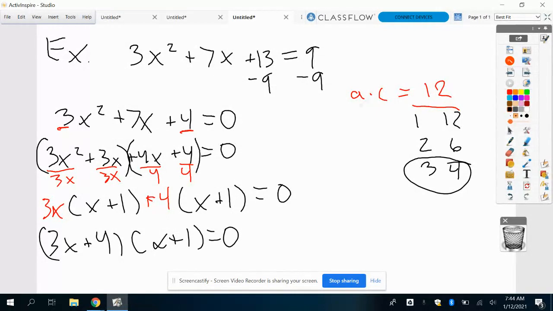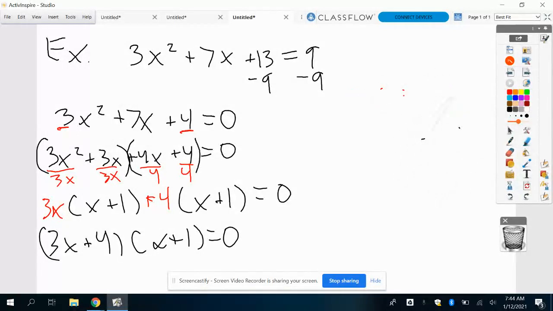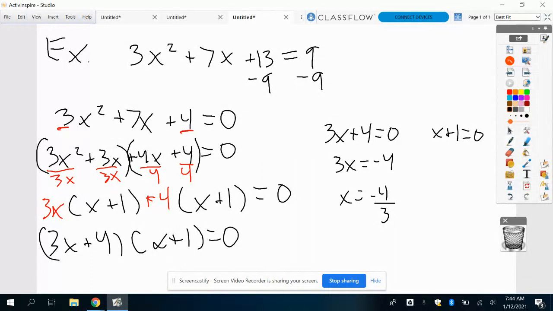I'm running out of room, so I'm going to erase this over here and use the side. So now we need to take our two factors and we need to set them equal to 0. So our two factors are 3x plus 4, set that equal to 0, and x plus 1, set that equal to 0. So over here we have to subtract the 4 first. Then we need to divide by 3, so you get negative 4 over 3. Just leave it as a fraction. And then over here we just need to subtract 1 to both sides, so we get a negative 1. And there are your two answers.